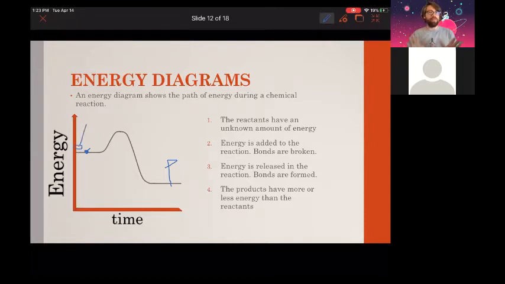Okay, that's a croquet mallet, but whatever. You've got to hit it hard enough to break the bonds so that the bonds can form on the way down, right? Otherwise, if you don't hit it hard enough, that ball's just going to come rolling back at you, and there's no reaction that's going to happen.